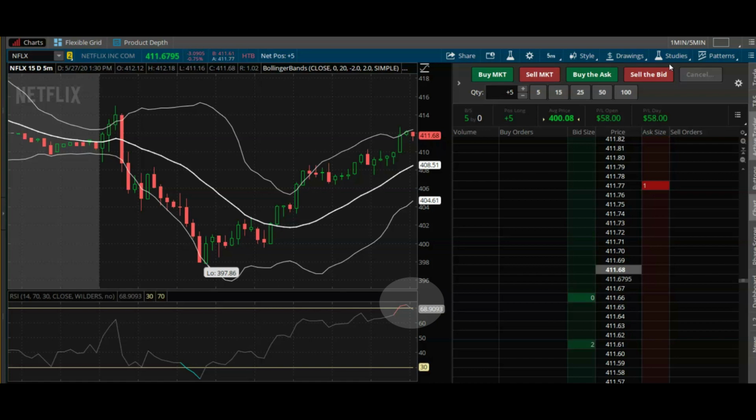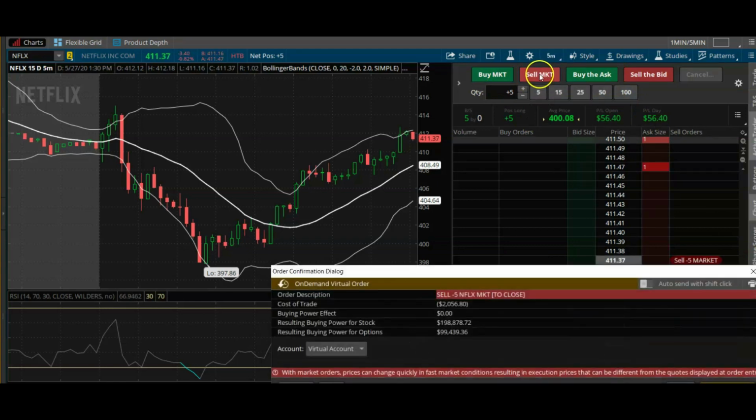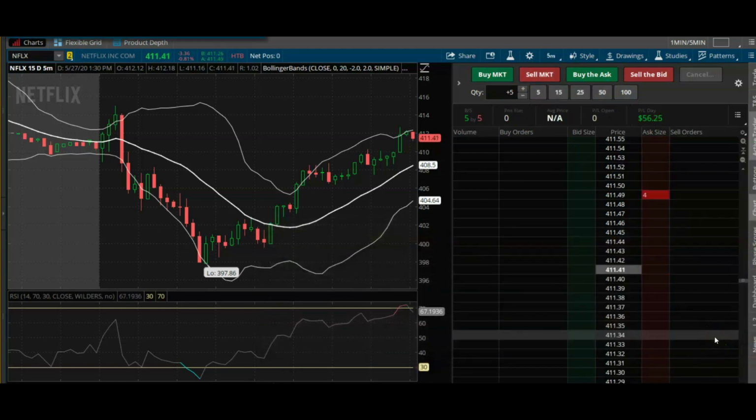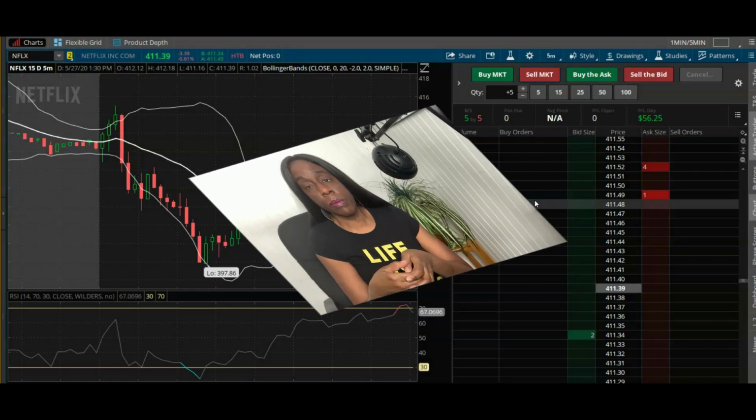And there we have it. The RSI has dropped below 70. We're going to exit this trade at this point, to ensure that we can retain our profits. And that, folks, is how we use Bollinger Bands with RSI to trade profitably.